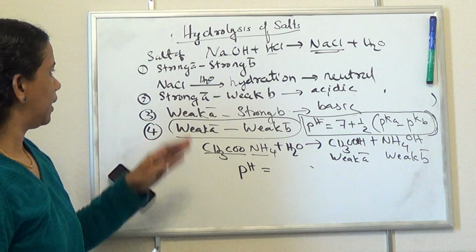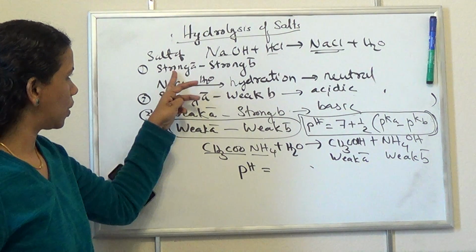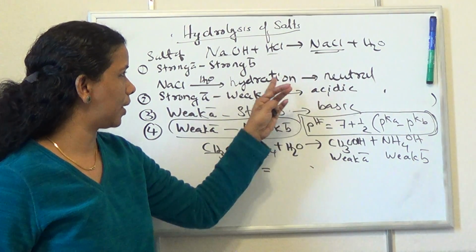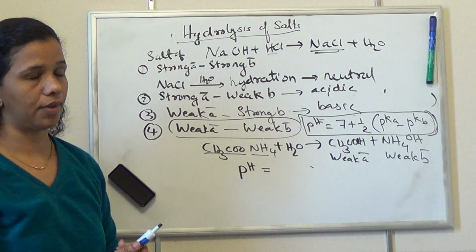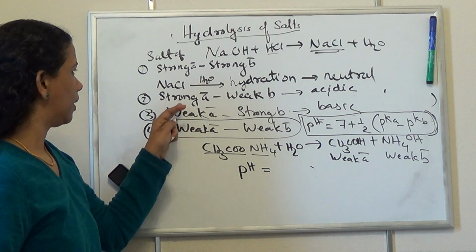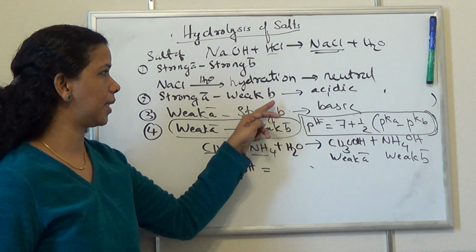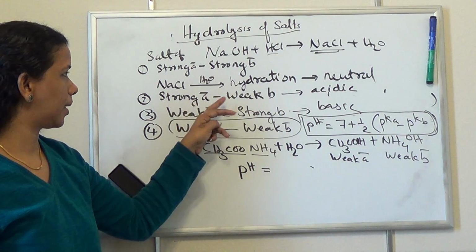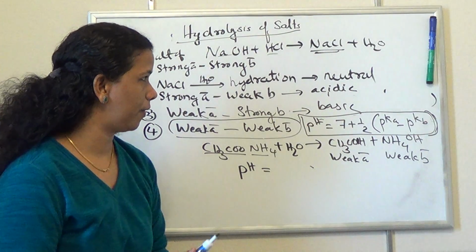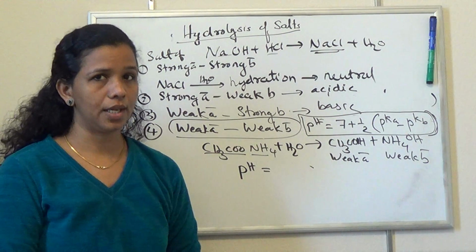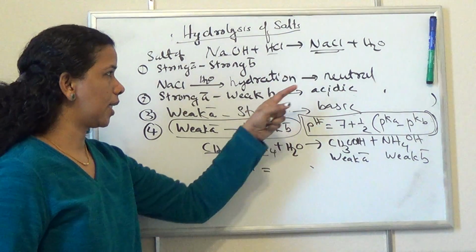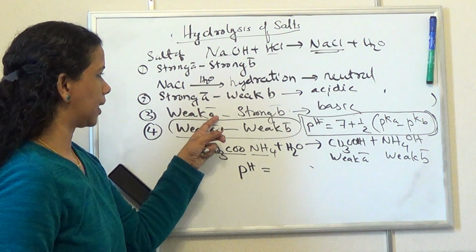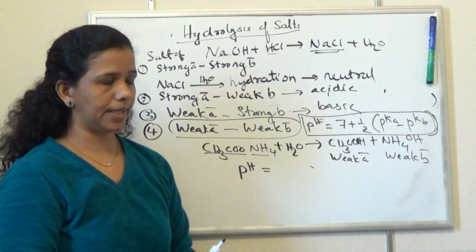Once again, I will say there are 4 different types of salt. Salt of a strong acid with a strong base will be neutral because they will only undergo hydration, they do not undergo hydrolysis. Then salt of a strong acid with a weak base will be acidic, because the weak base part will undergo hydrolysis and form a weak base, but it will not undergo complete dissociation. So the concentration of H plus will be greater there. Then salt of a weak acid with a strong base will be basic.